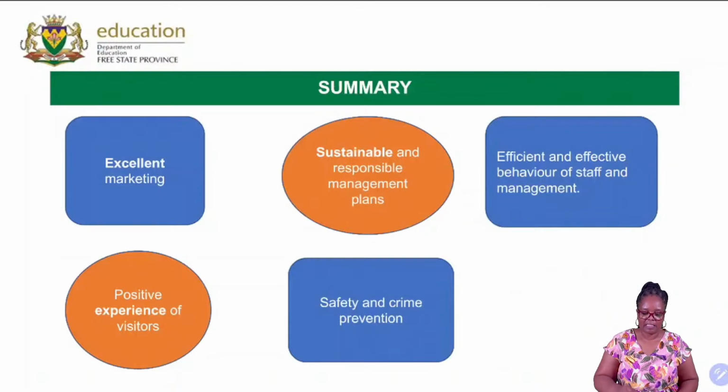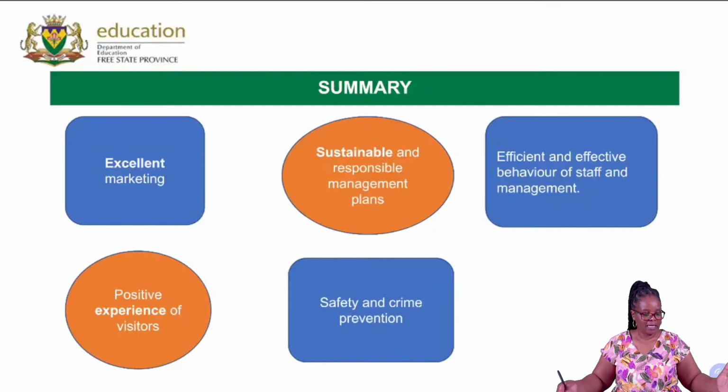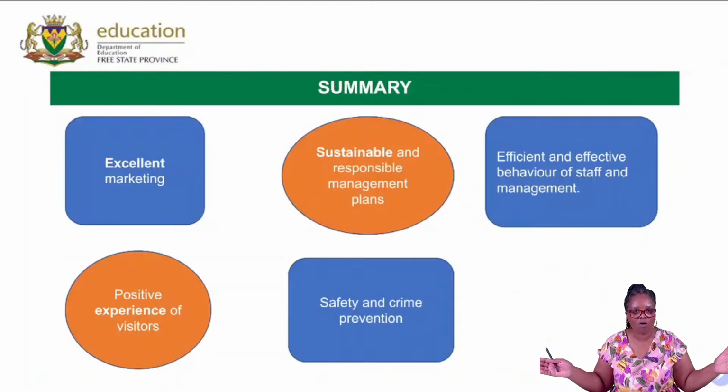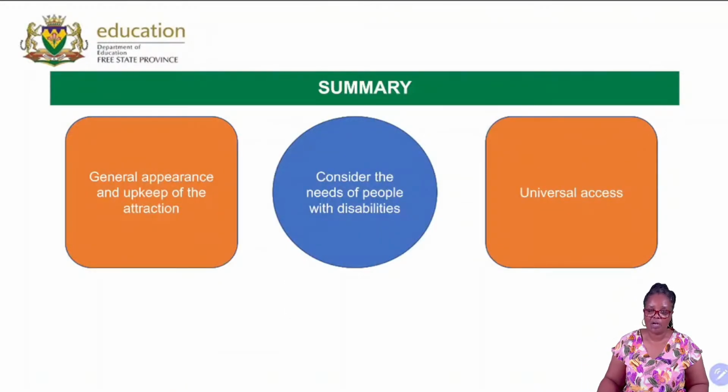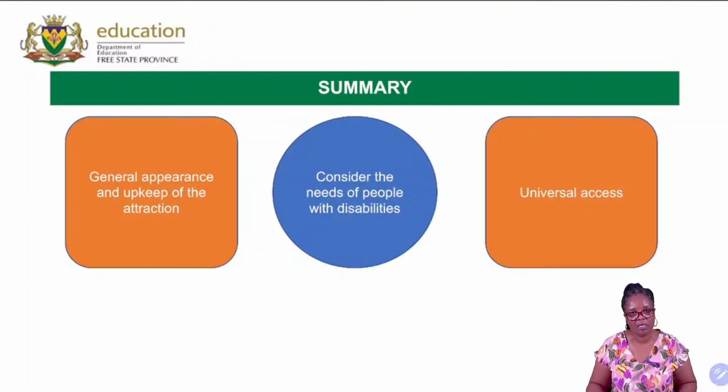Then we talk about safety and crime prevention. The attraction must make sure that it is safe and there's no crime going on. And we talk about the things that the attraction needs to do. They need to have patrollers for safety. They need to have security. They need to have cameras all over to make sure that the area is safe for tourists. Because if they're not safe, they're not coming back. And you know what happens if tourists are not coming back.